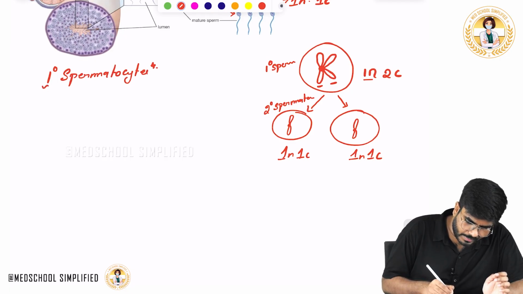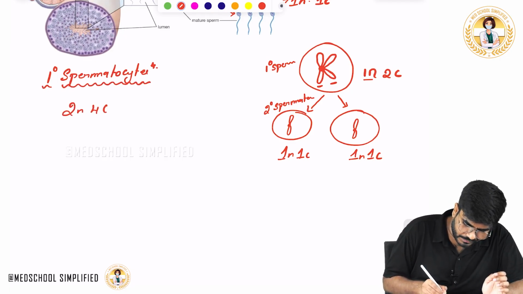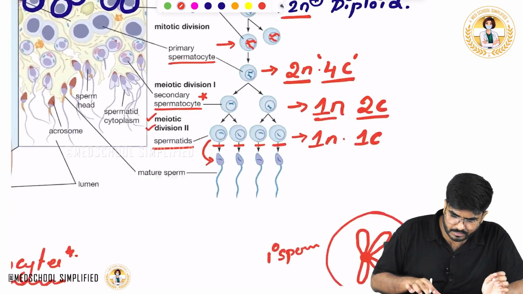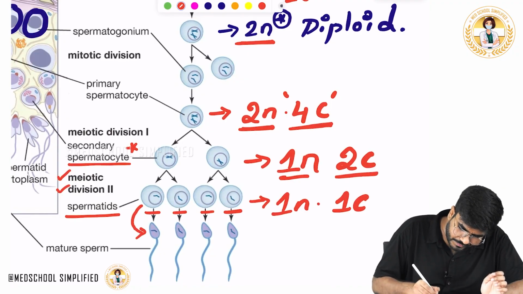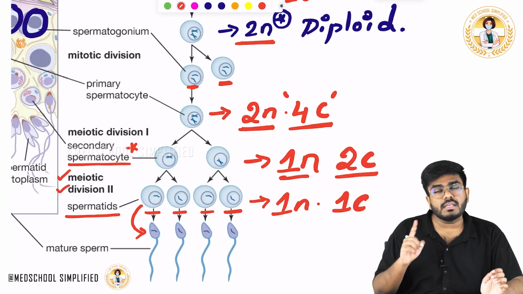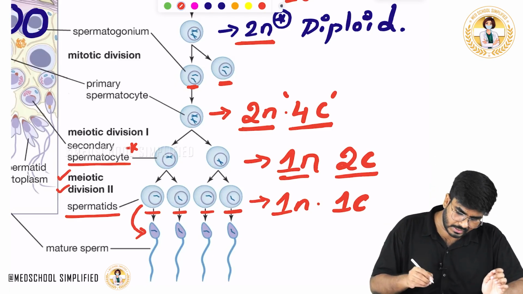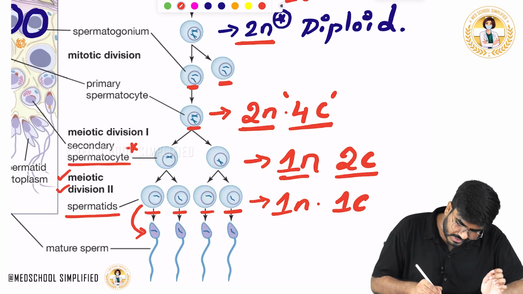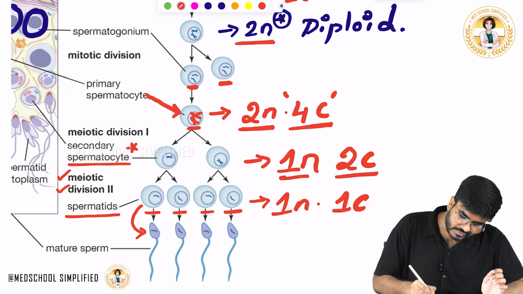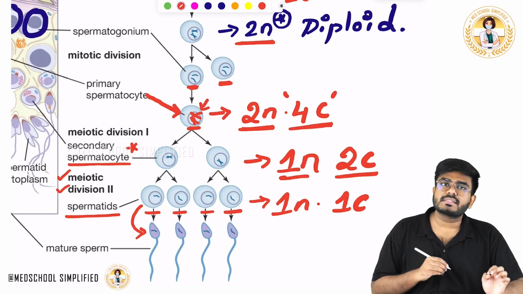Primary spermatocytes. Primary spermatocytes are what? They are 2N, 4C. Let me show you again. Most of the students will get confused here. Look, primary spermatocytes haven't entered into meiosis, so they are still 2N, but 4C. This is a primary spermatocyte which has synthesized the DNA. Sorry, I got a little confused. So its primary spermatocyte is 2N, 4C.